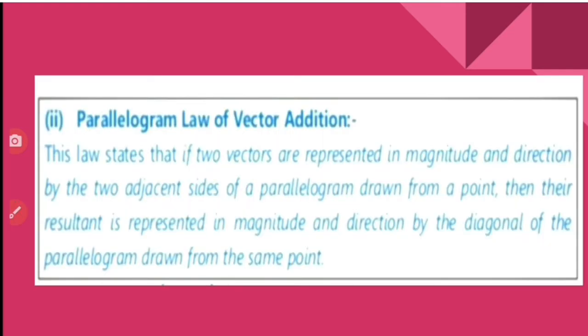According to the parallelogram law, if two vectors are represented in magnitude and direction by the two adjacent sides of a parallelogram drawn from a point, then their resultant is represented in magnitude and direction by the diagonal of the parallelogram drawn from the same point. So from this statement, we can find out the magnitude and direction of the resultant.